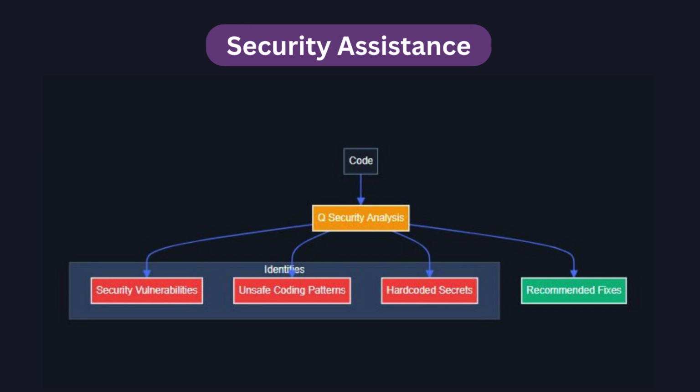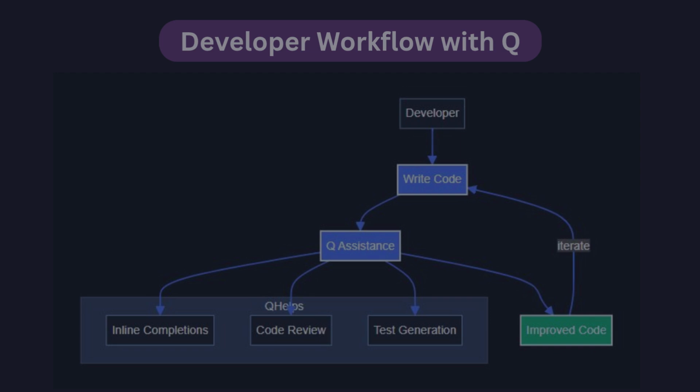Now let's talk about security assistance. Amazon Q can identify security vulnerabilities such as SQL injection risks, hard-coded credentials, and unsafe coding patterns. It explains the risks and suggests secure alternatives.